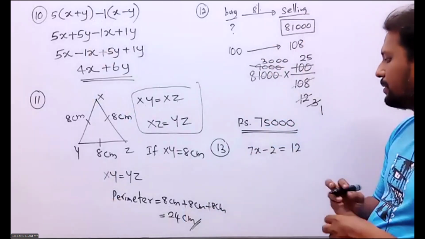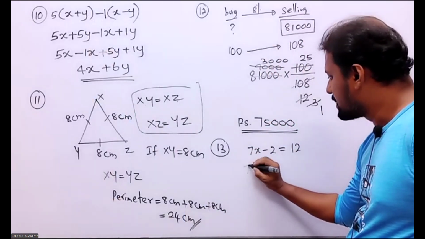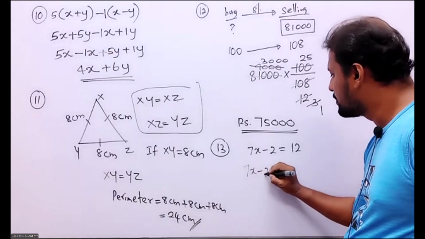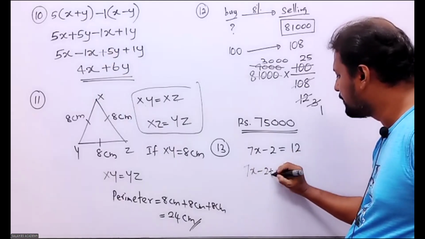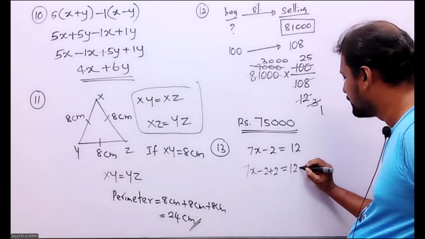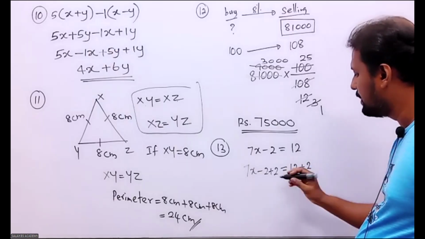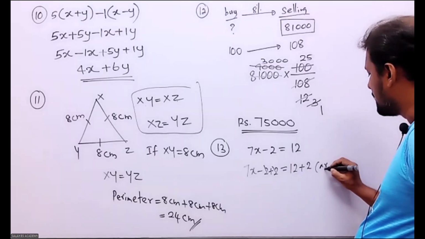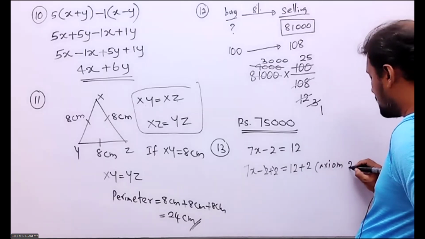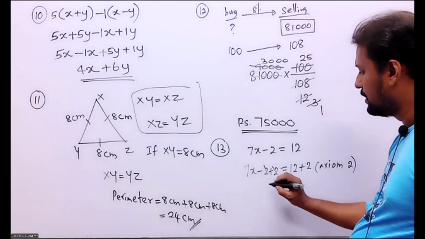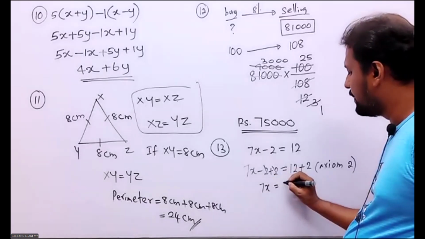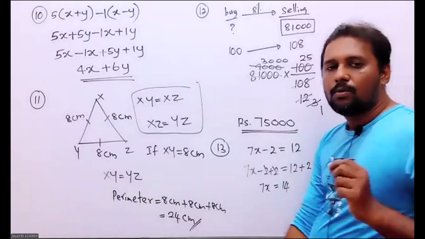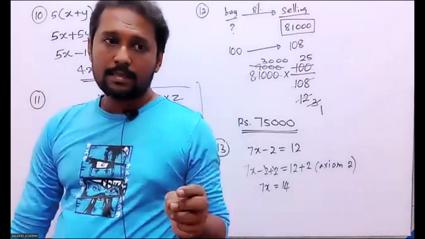So how can you do this one? First, I have to remove this minus 2, no? So on both sides I can put plus 2. It is the axiom, right? Then these two we can remove. This is axiom 2, about the addition. Then 7x equals 14. Now we have to find x.